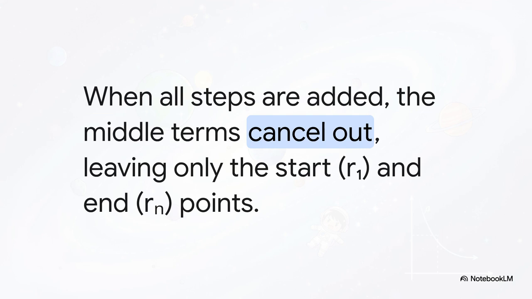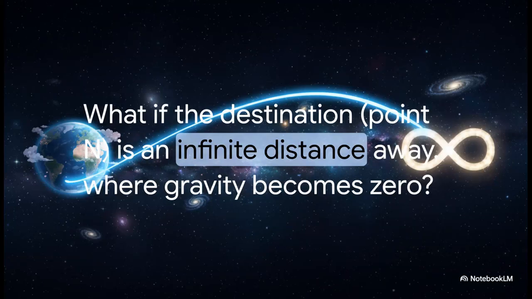When you line all those equations up, all the messy middle parts just cancel each other out. The end of the first calculation cancels the beginning of the second one, and that pattern just repeats. So all you're left with is the very beginning of the journey, R1, and the very end, Rn. It's incredibly clean.